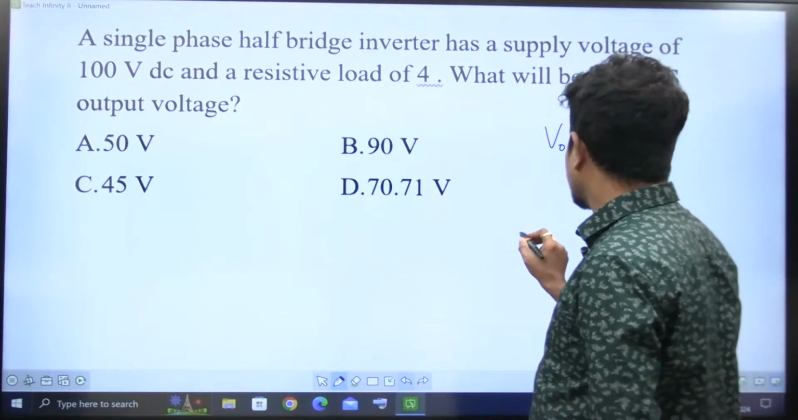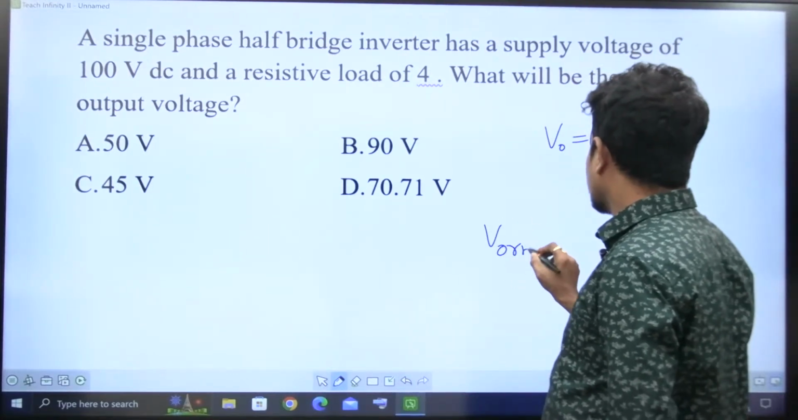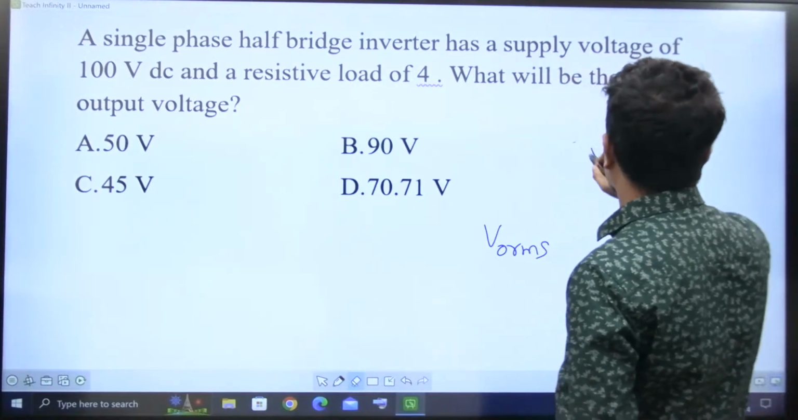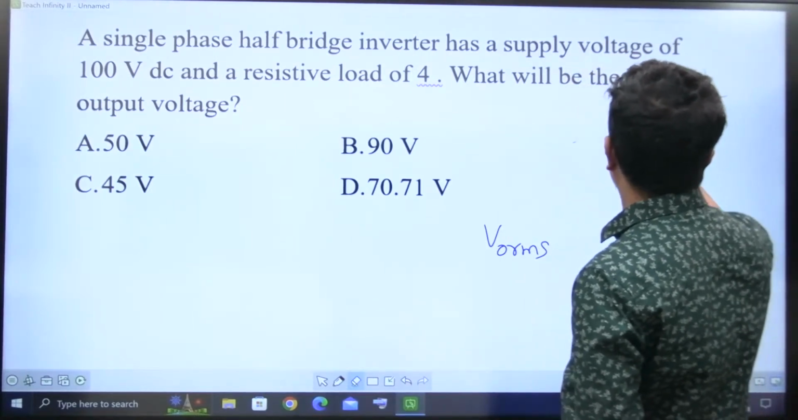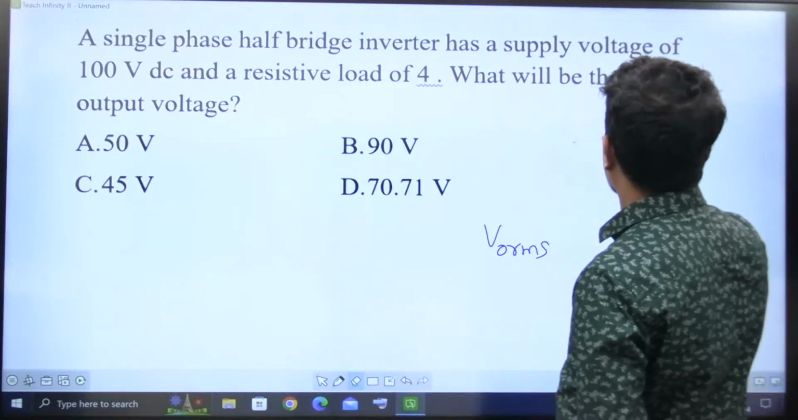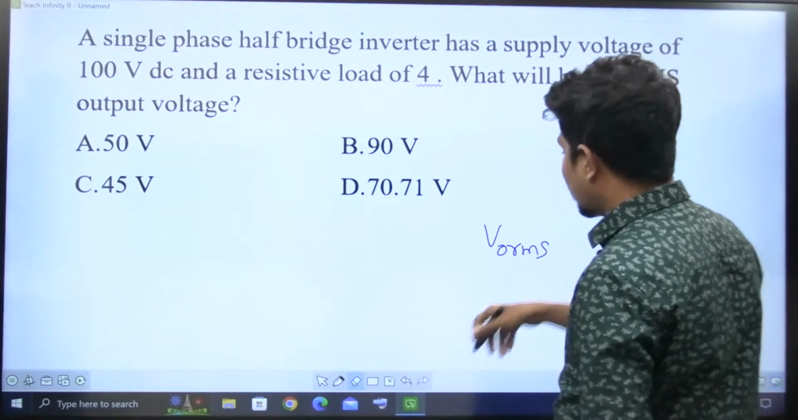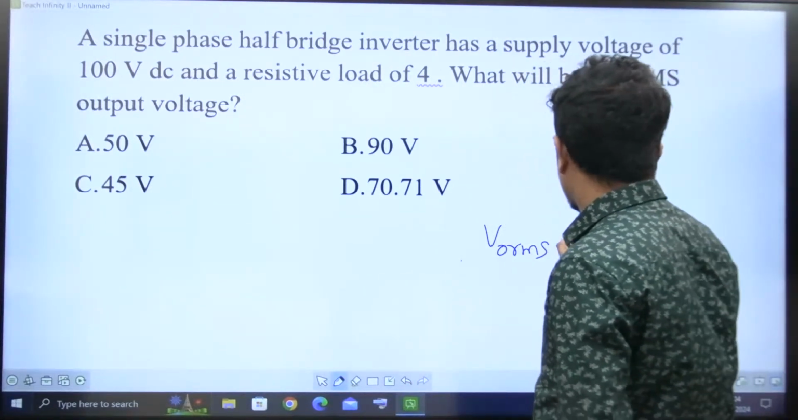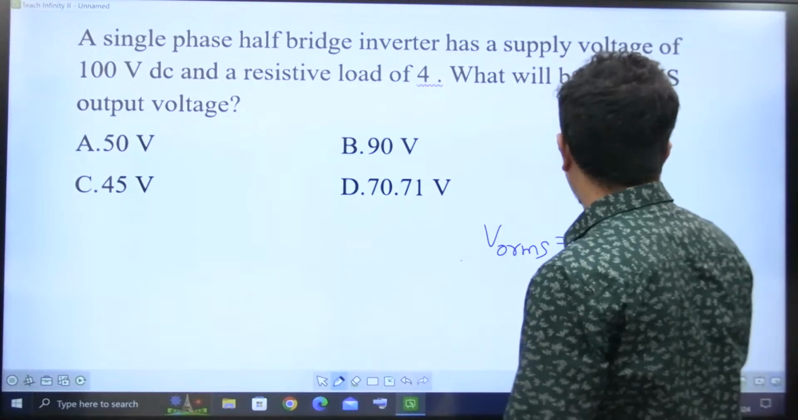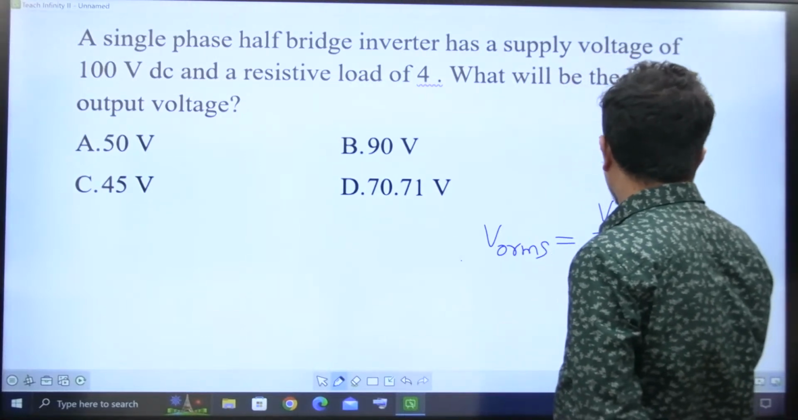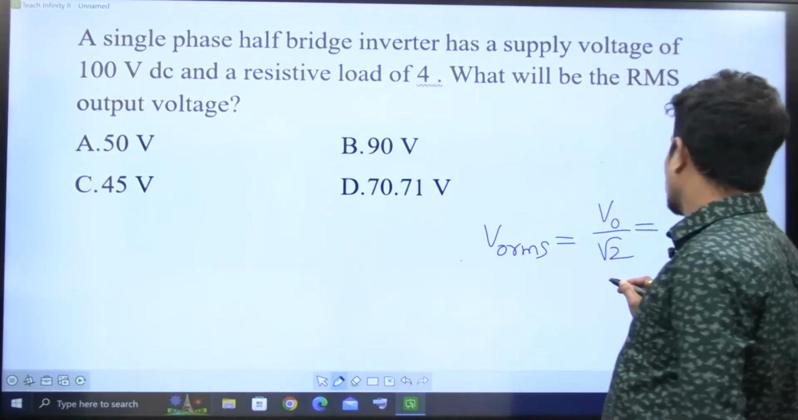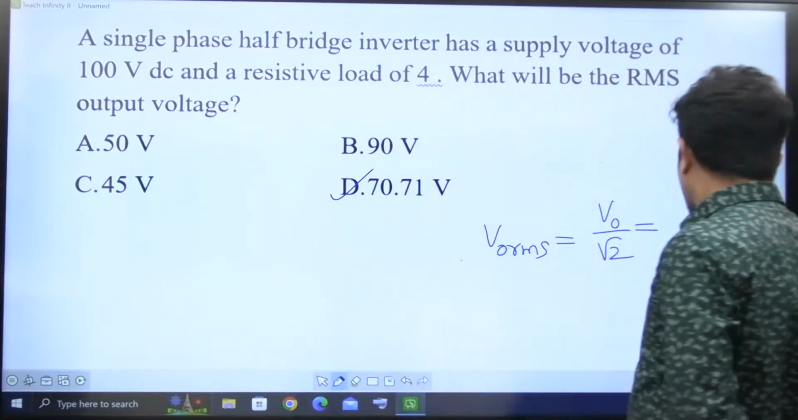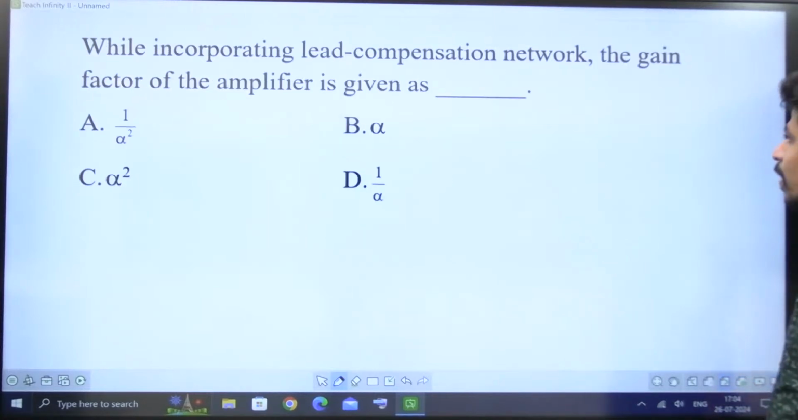If you do this, V0 RMS, this is the magnitude I'm showing, not exactly V0. Single phase half bridge inverter, you're going to get Vs by 2. If you get its RMS value, V0 RMS is equal to V0 magnitude by root 2. If you do this, you'll be getting 70.71. That is a very easy question. You can do it. Okay, next question.